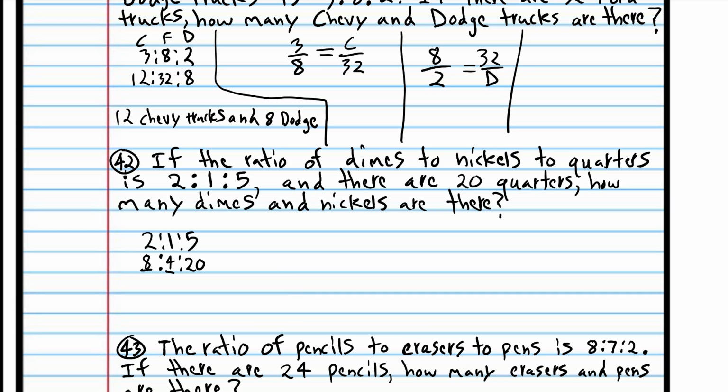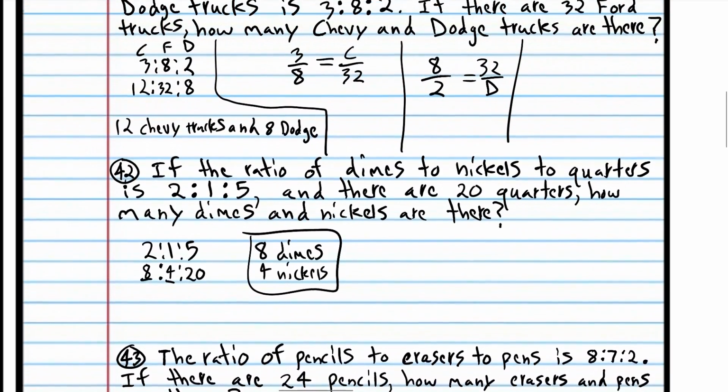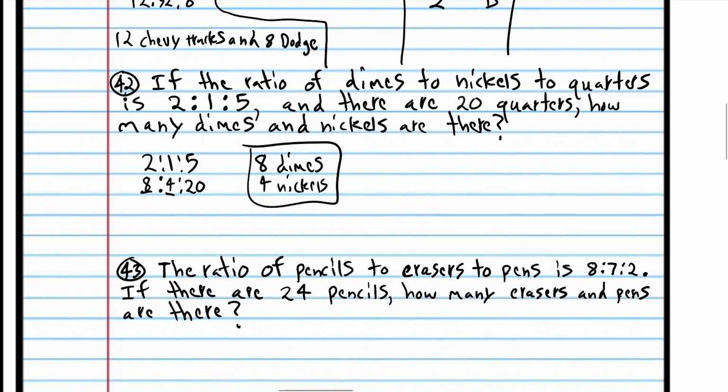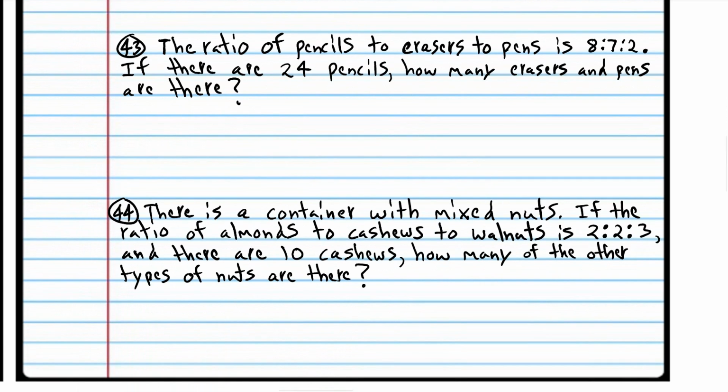So the final answer is there are 8 dimes and 4 nickels. So if you got 8 dimes and 4 nickels, good job. Why don't you try number 43, and when you come back, we'll do it together.